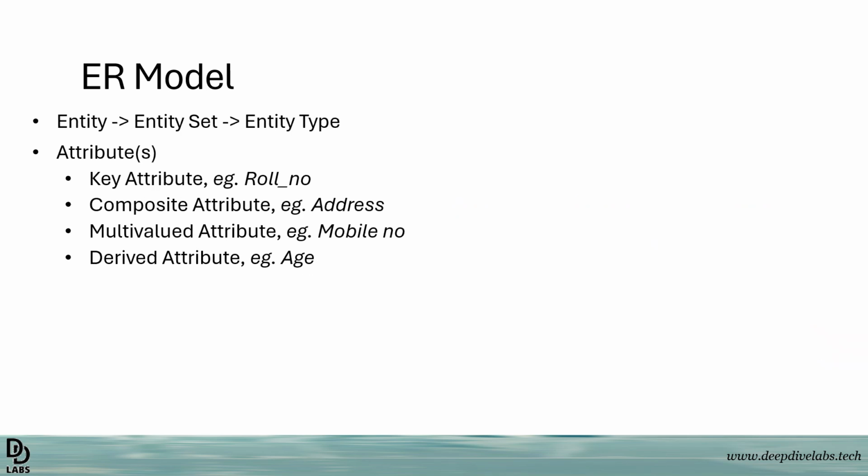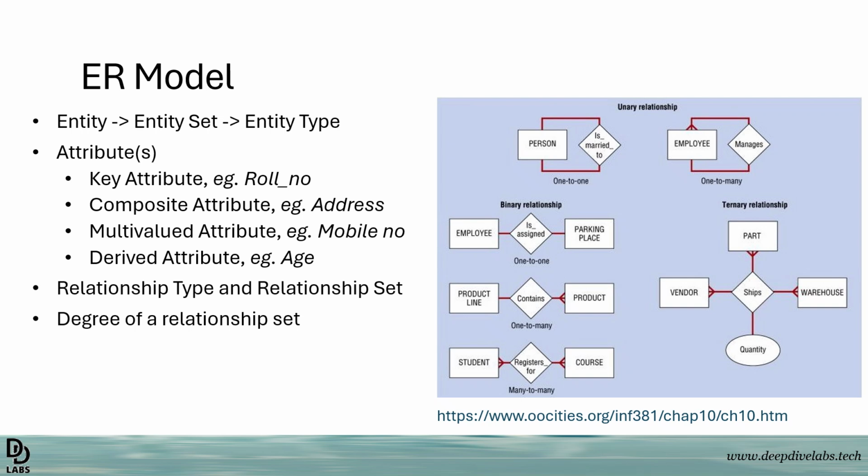So now let's take a look at some of the relationship type and the relationship set, right? There are multiple relationships that can exist. So there is the degree of a relationship set. Let's take a look at this. There is a unary relationship, which means, for example, if we just have one entity, person, it can also represent a relationship, right? A person is married to another person. Whereas if you have an employee, there are some employees managing an employee. So a relationship which entails only a single entity is called a unary relationship.